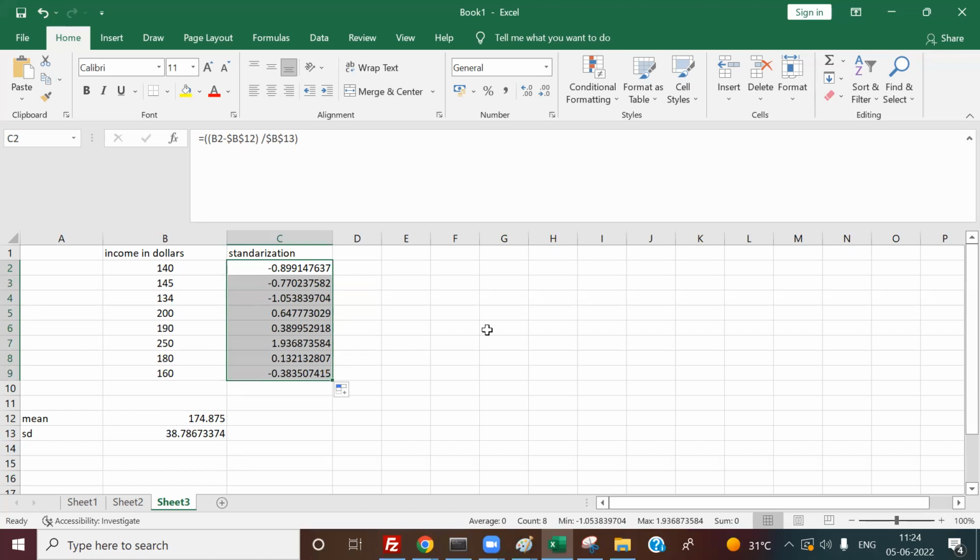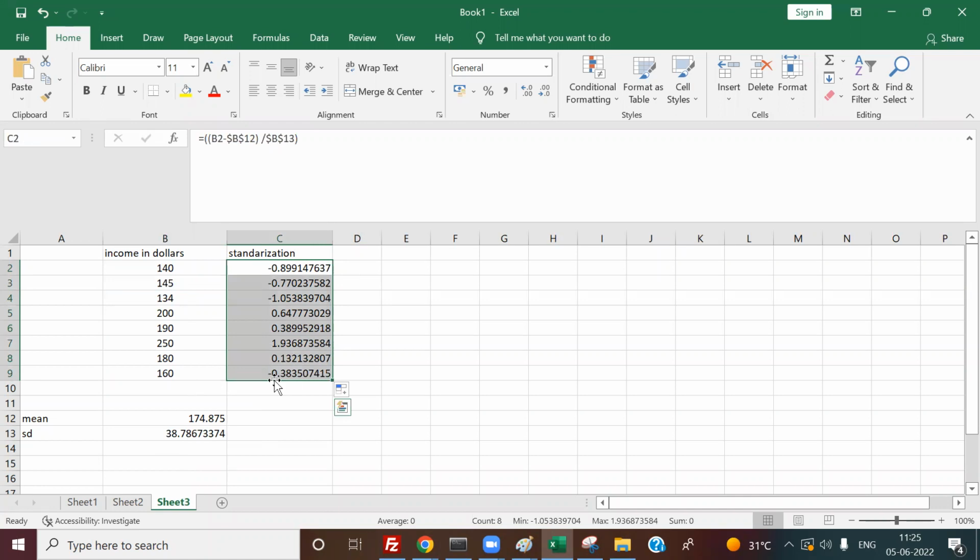Did everyone understand the formula? Okay, so the same formula, x minus mu upon sigma. So basically 140 minus 174.875 divided by 38 point something. Then 140 minus 174 divided by 38 point something. Then 134 minus 174. Then 200 minus this divided by this. So this is the standardized data, which you get after standardization.